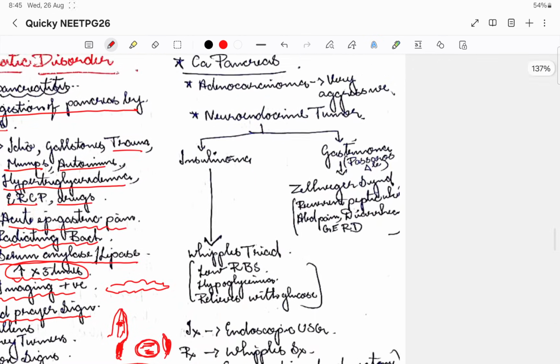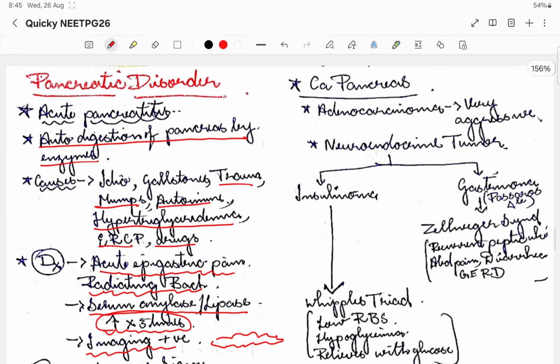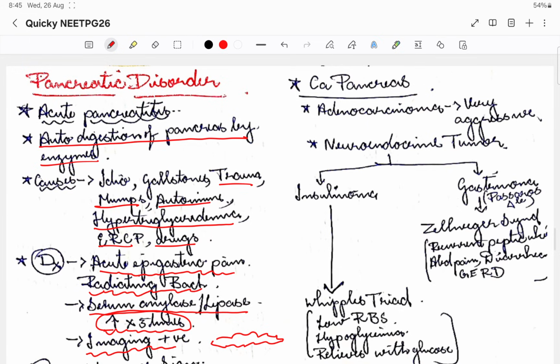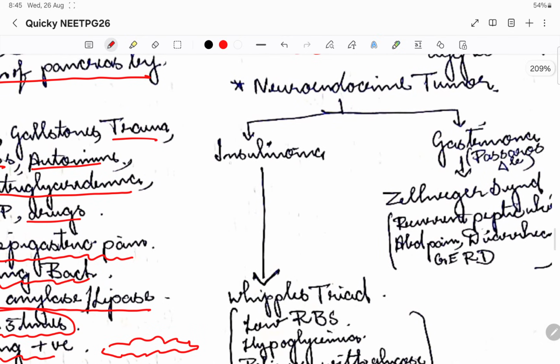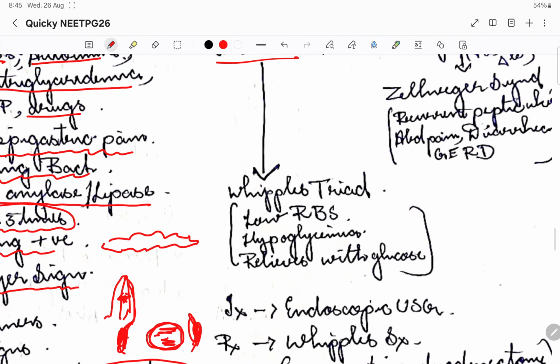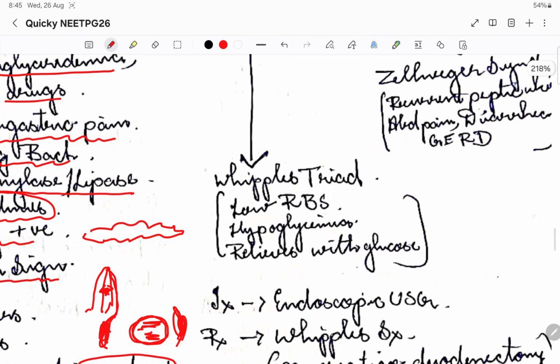Coming to CA pancreas, the last topic, there are many types of cancer. The most aggressive is adenocarcinoma. In neuroendocrine tumors there are 2 types, insulinoma and gastrinoma. In insulinoma there will be Whipple's triad. What is Whipple's triad? There will be low RBS, meaning hypoglycemia, and it is relieved by glucose. This is the Whipple's triad.